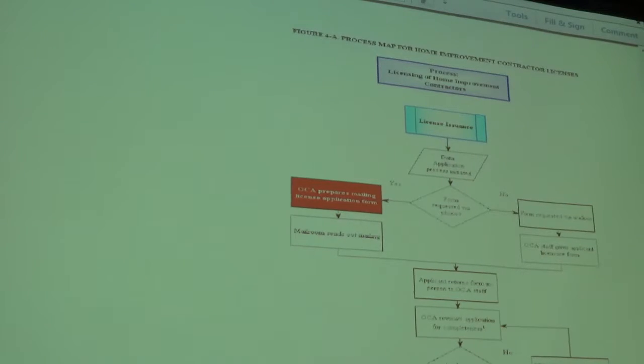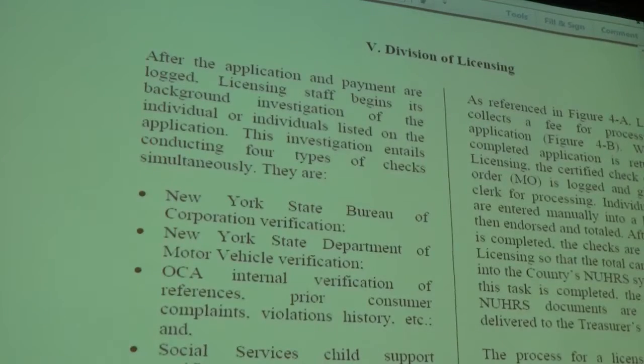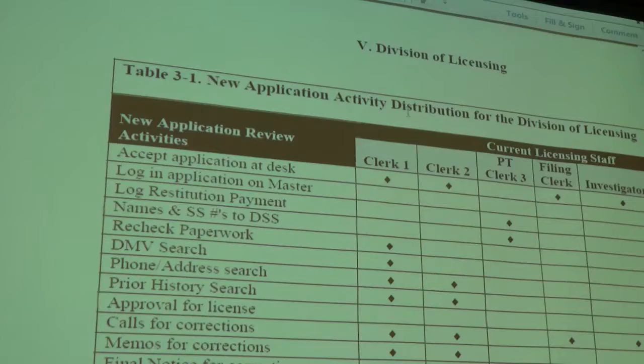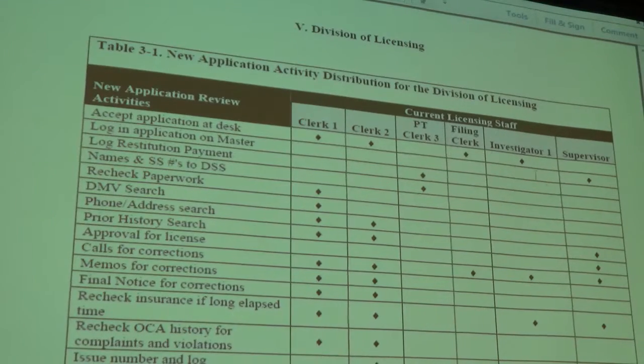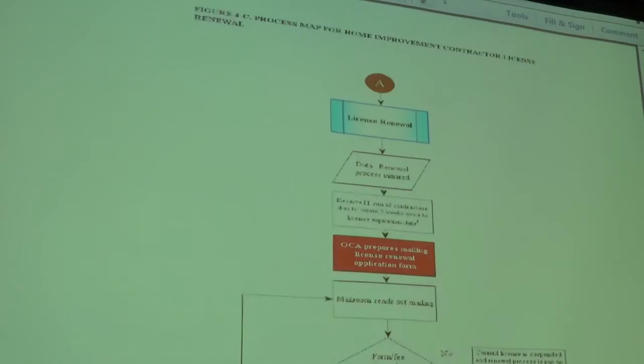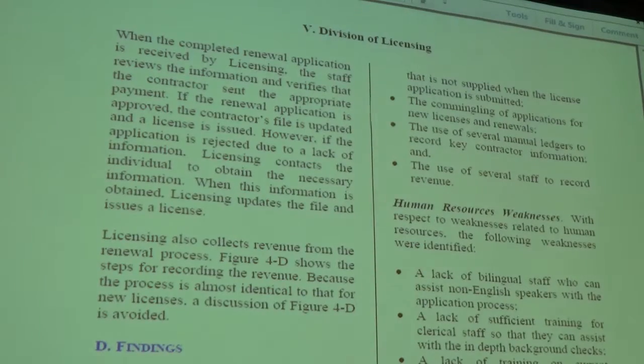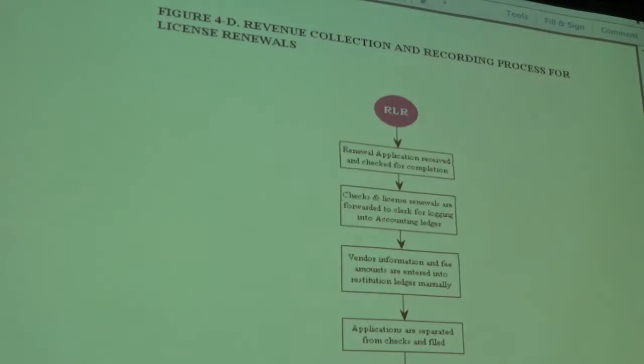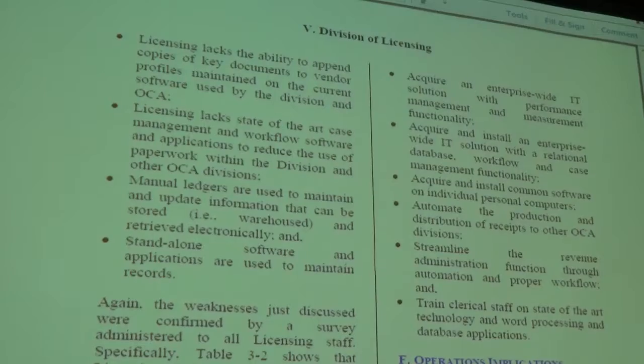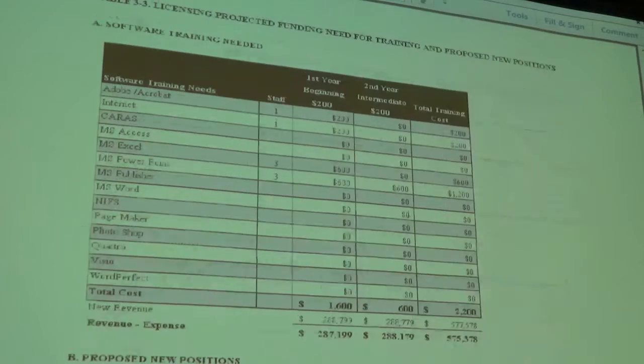Again, here's the process map for the division. Here's the new application activity distribution, the process map, the findings. We looked at the weaknesses, and we looked at the operational implications.